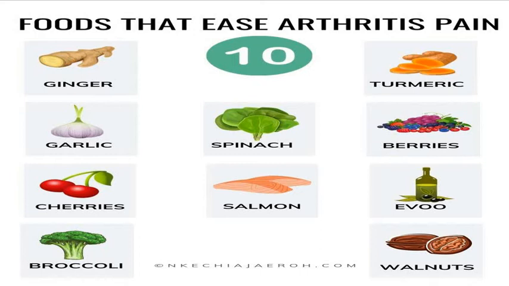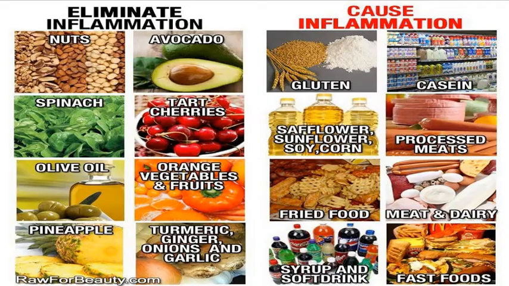Now, here's a list of foods that can ease arthritis pain. These are mostly anti-inflammatory type of foods. Here's another list of foods that can help in relieving the inflammation. And this is another list of foods that should be avoided because it causes inflammation.